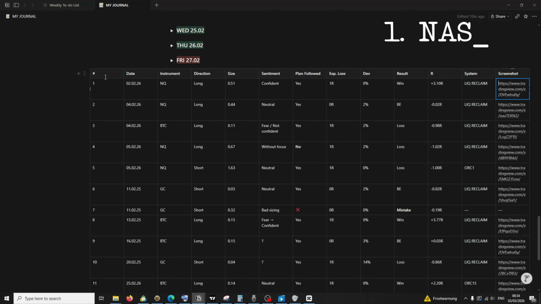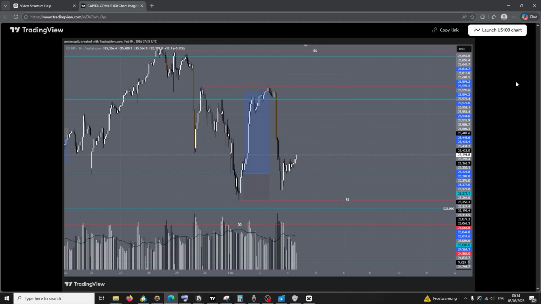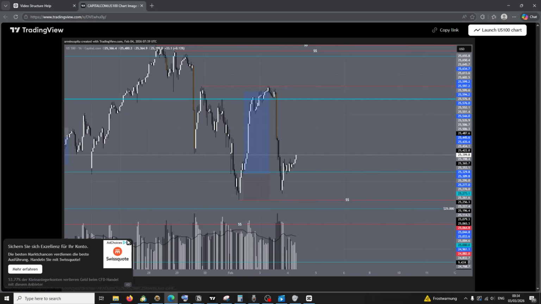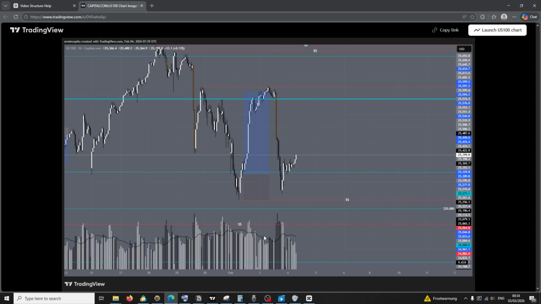First trade of the month on Nasdaq, a long position, size 0.51, confident, plan followed, expected loss was 1 hour. This resulted in a win, so 0% deviation, ended up at a 3-hour banger. So the trade looks like this. I was looking for a liquidity sweep and a reclaim of that level and a continuation, a reversal higher.